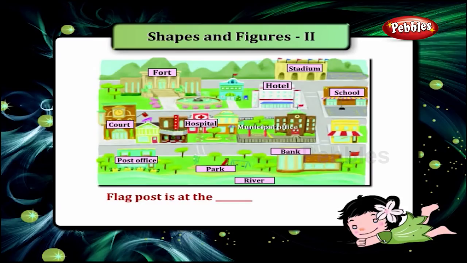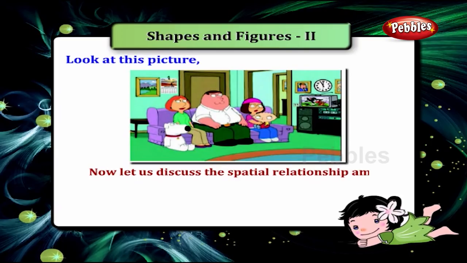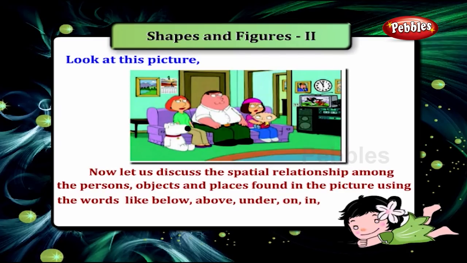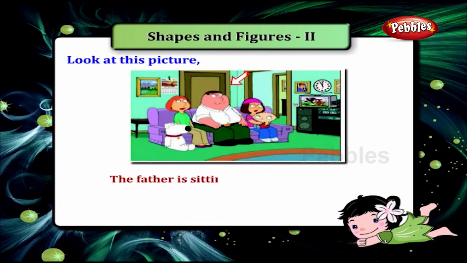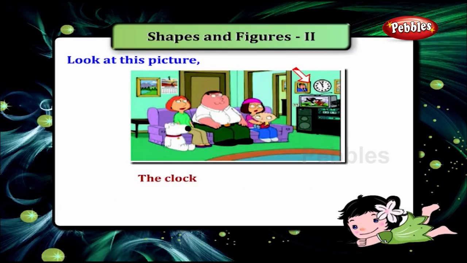The flag post is at the dash of the school. In front or center? Look at this picture. Now let us discuss the spatial relationship among the persons, objects and places found in the picture using the words like below, above, under, on, in, between and so on. The father is sitting between the mother and the daughter. The clock is above the television. The television is on the table.